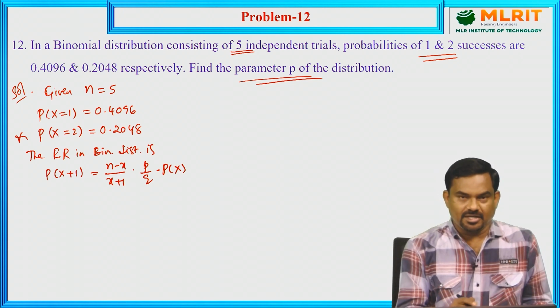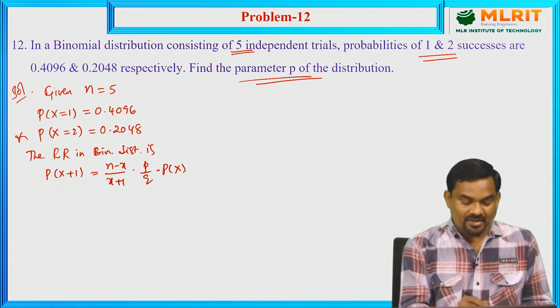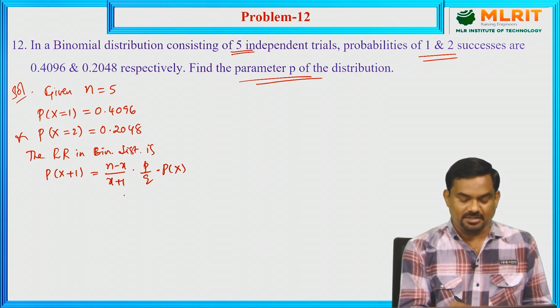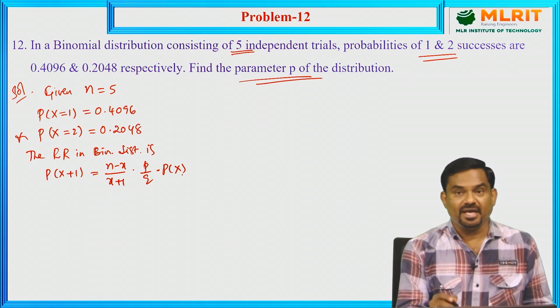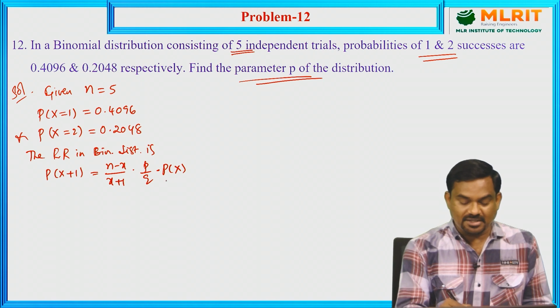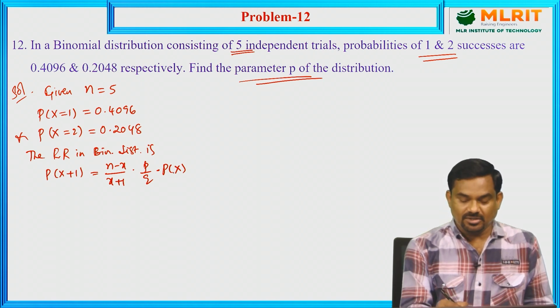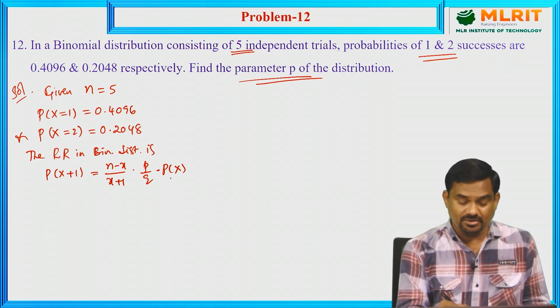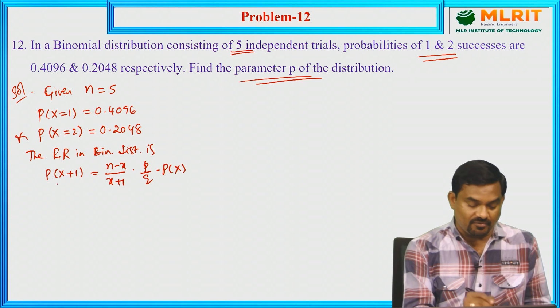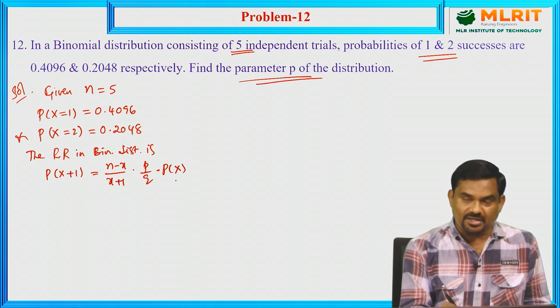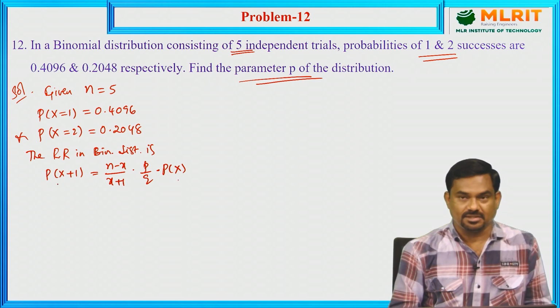The recurrence relation in binomial distribution is given by P(x+1) = (n-x)/(x+1) × (p/q) × P(x). So if we have x successes, we can find x+1 successes. For example, if we have 0 successes, we can find the probability of 1 success. Similarly, using the probability of 1 success, we can find the probability of 2 successes and so on.